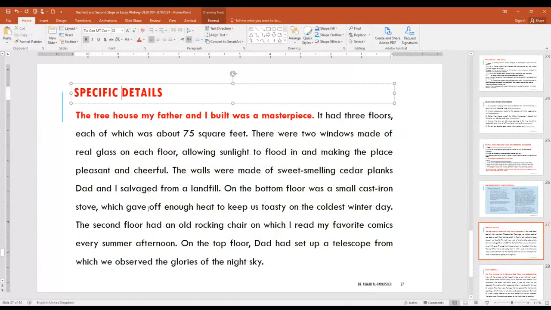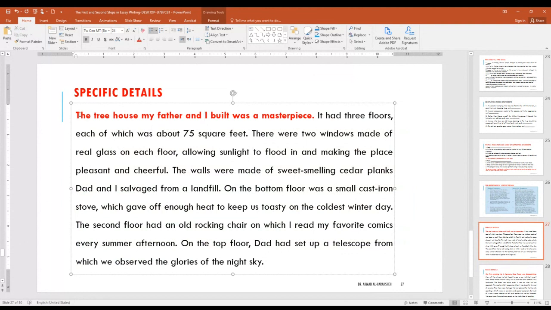Now look at this example here. This is a paragraph with specific details. This is the thesis statement or the topic sentence here: The tree house my father and I built was a masterpiece. It had 3 floors, each of which was about 75 square feet. There are 2 windows made of glass on each floor, allowing sunlight to flood in and making the place pleasant and cheerful. The walls were made of sweet-smelling cedar planks Dad and I salvaged from a landfill.